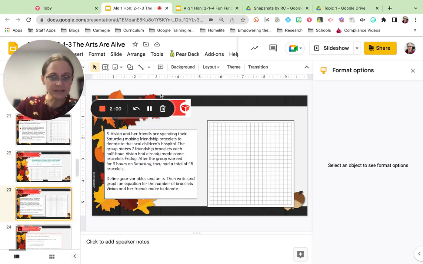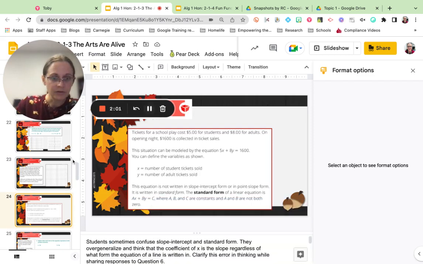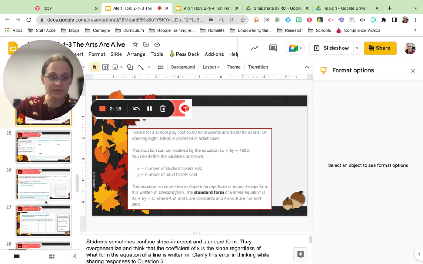And then our next example has a perfect application of standard form. So here we have tickets for the school play. Student tickets are $5, adult tickets are $8. This is a perfect time to use our standard form of a linear equation. And so students see the benefits of that and get an idea for when that's useful.